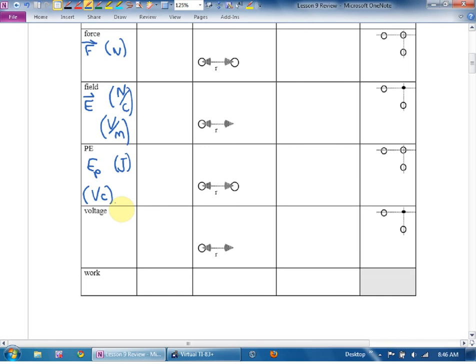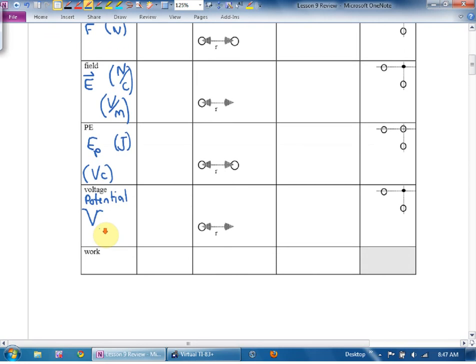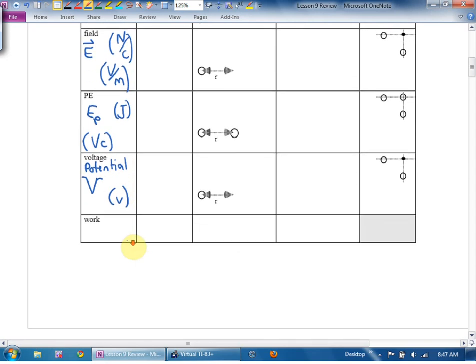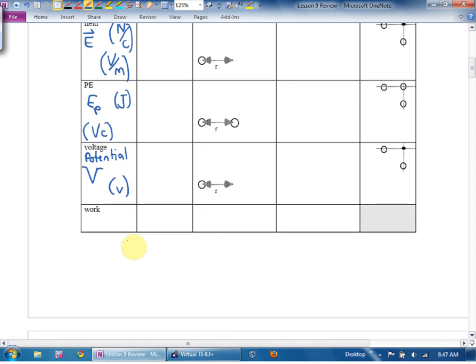Voltage, what was another word for voltage, unfortunately? Potential. Symbol, a V, but I always added that because I couldn't tell whether that was a lowercase or an uppercase V if I didn't do that, if the V was by itself. Units, volts. And then the very last one is work. What letter have we used for work traditionally?